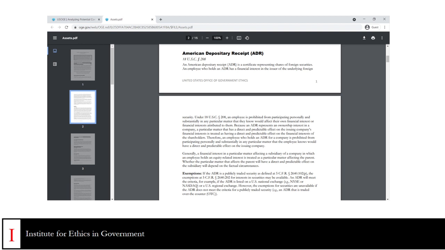And what we see is that we have a prohibition on participating personally and substantially in any particular matter that the employee knows would have a direct and predictable effect on the issuing company. So essentially our analysis is exactly the same as it was with the stock. That it creates an ownership type interest, and employees are prohibited from participating personally and substantially in particular matters that would affect the company, not just the value of their shares. And again, we have some information about exemptions. And there's an important note here.